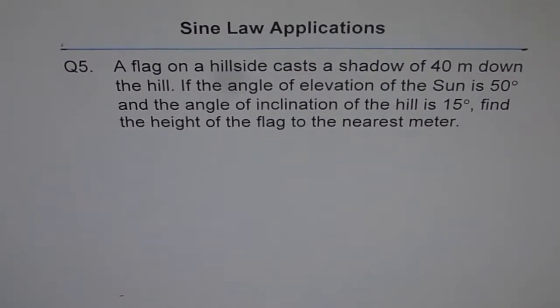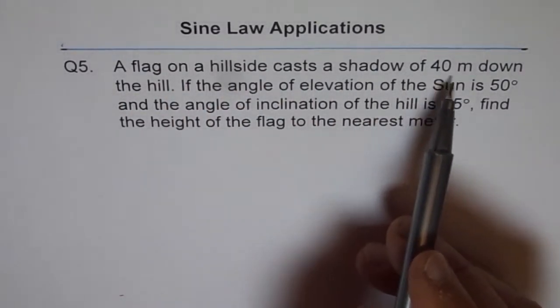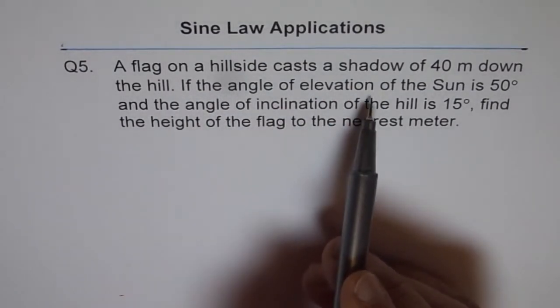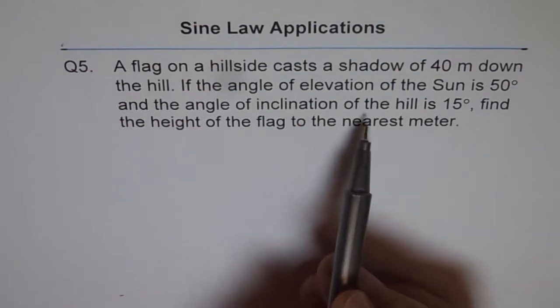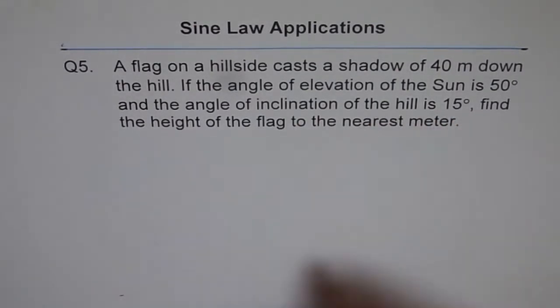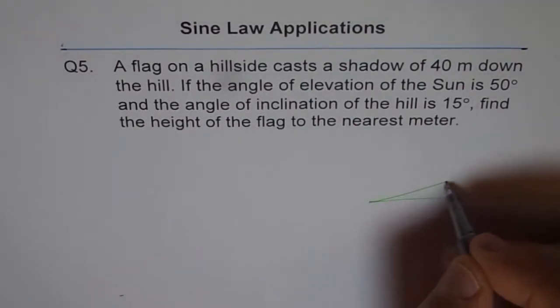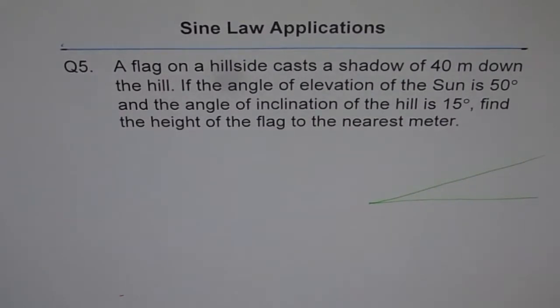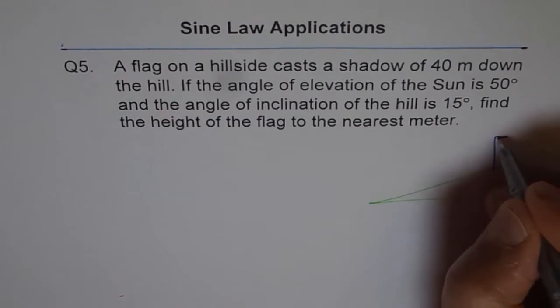So let's first sketch the scenario. A flag on a hillside casts a shadow of 40 meters down the hill. If the angle of elevation of the sun is 50 degrees and the angle of inclination of the hill is 15 degrees, find the height of the flag to the nearest meter. So let's make a hill, right? Let's say this is our hill, and on the hill somewhere here we have a flag.